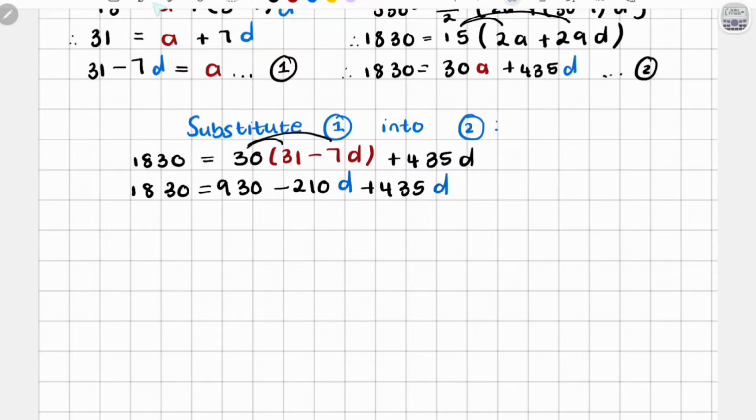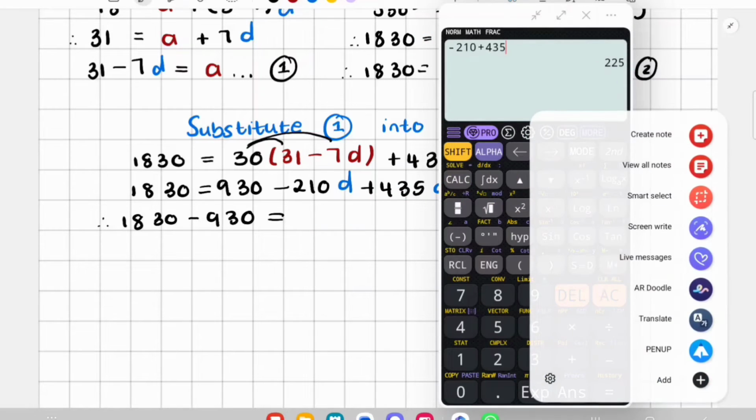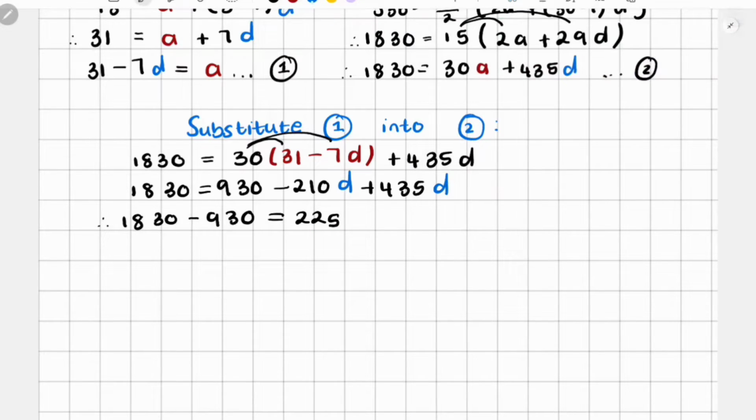You see everything with d, just add together. And here we can just go ahead and say 1830, and we're going to take the 930 over, so it becomes minus 930, is equal to, what is negative 210 plus this? Let's see what that gives us. And that gives us 225. So 225D, okay, because it was in terms of D.